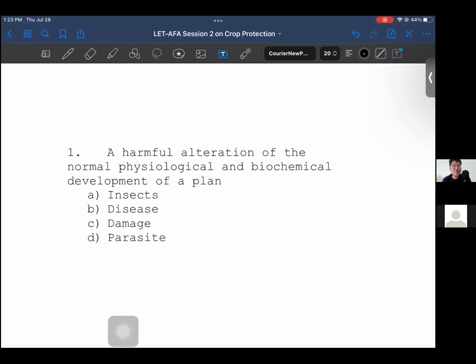So, yeah. For the first item, we have a harmful alteration of the normal physiological and biochemical development of a plant. That is supposed to be plant. Planting. So, A, insects, B, disease, C, damage, or letter D, parasite. So, ayan.